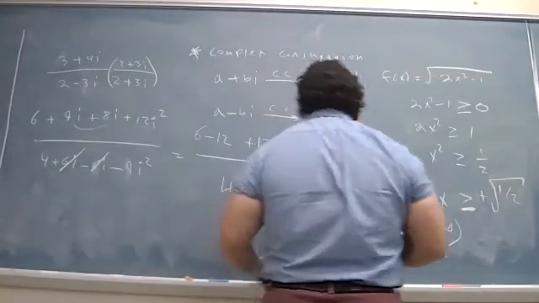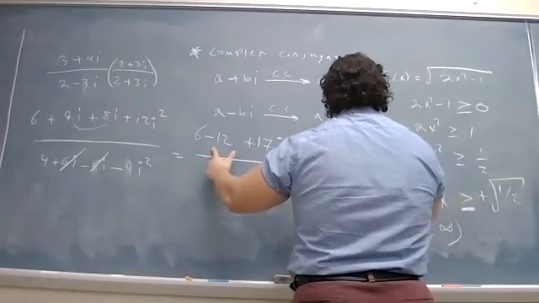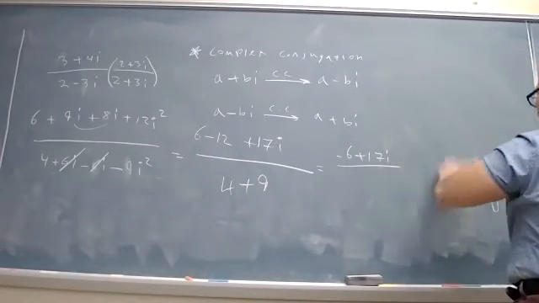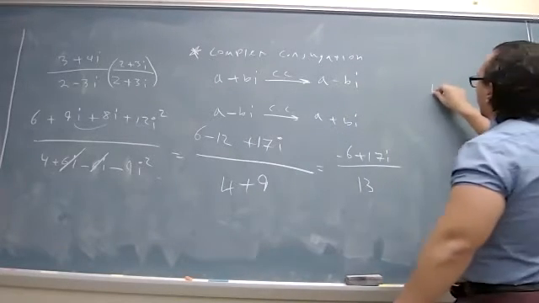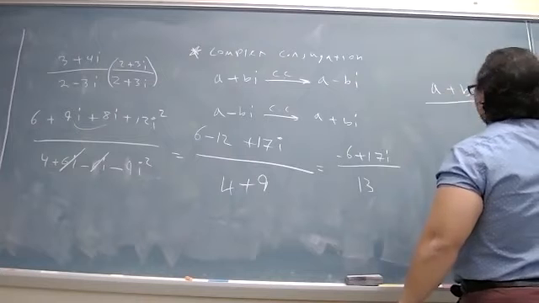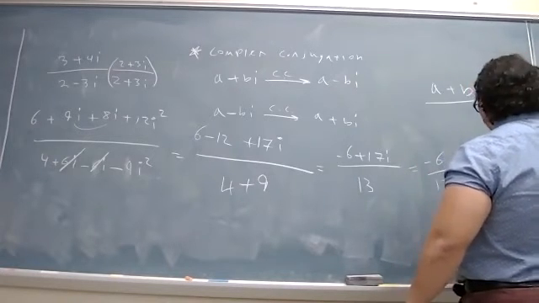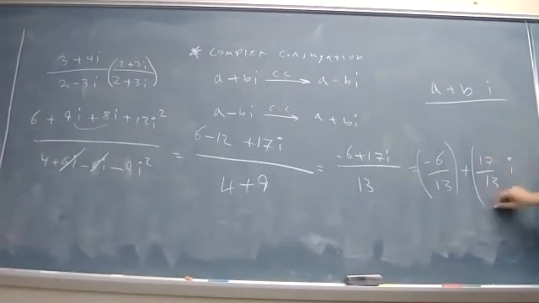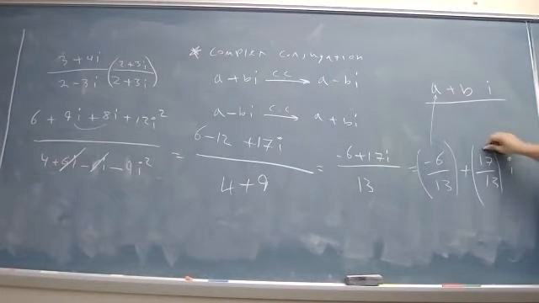Then the calculation results in 6 minus 12, which is negative 6, plus 17i, everything divided by 4 plus 9, which is 13. Okay? And if we want our final answer to be in a plus bi format, then we distribute the 13 to the real part and to the imaginary part. To where we could claim that negative 6 over 13 is my a, and that 17 over 13 is my b.